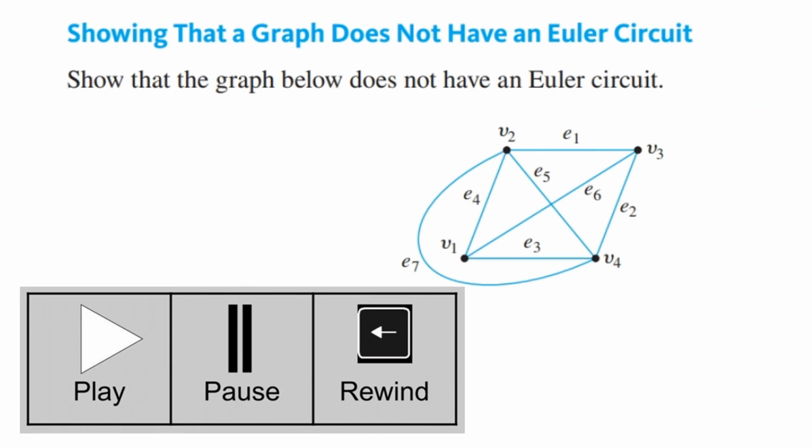So here is a problem. I want you to tell me why the graph below does not have an Euler circuit. In fact, more generally, I could have said, here is a graph. Does it have an Euler circuit or not? If it does have an Euler circuit, tell me what it is. If it does not, explain why it does not. Pause now, find an answer, and we'll return and see how you did.